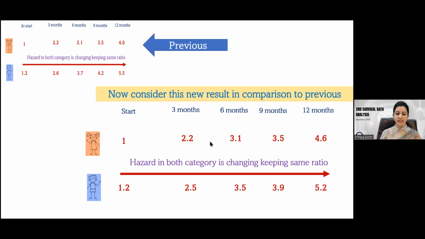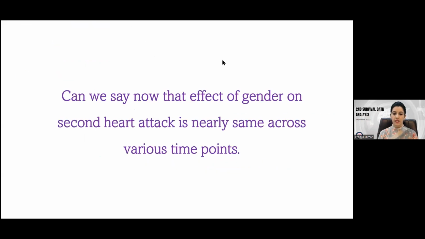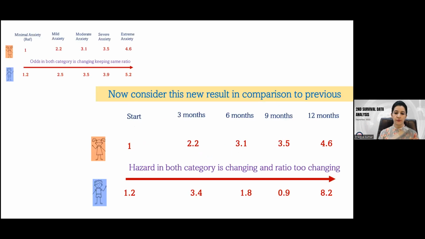So here we can see that in this case also, the hazard in both the categories is changing, but it is keeping a similar ratio. Then what statement should I give? Should I write like this: can we say that the effect of gender on second heart attack is nearly the same across various time points? Because there was a difference, like maybe 1.11, 1.12, 1.13, etc. So can I say that it is nearly the same across each time point? So yes, all of you agree.